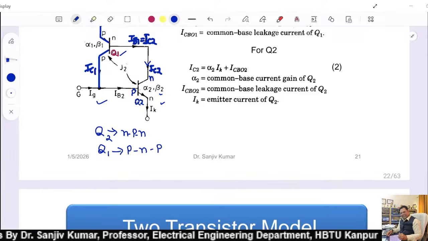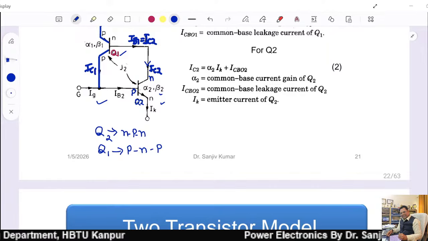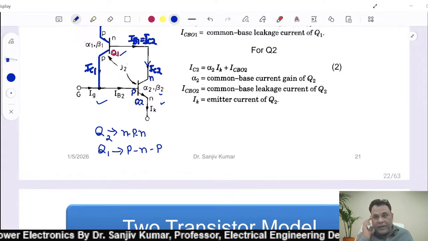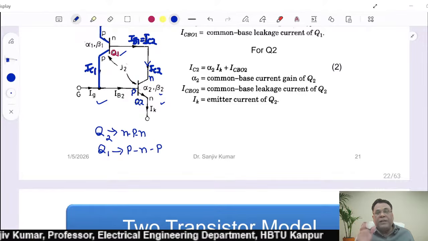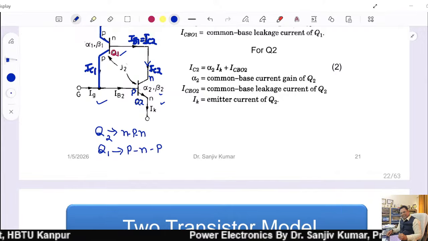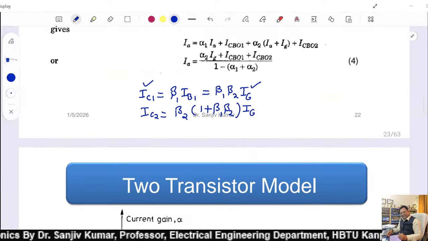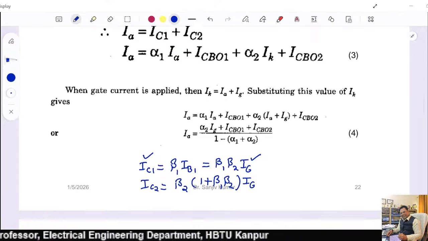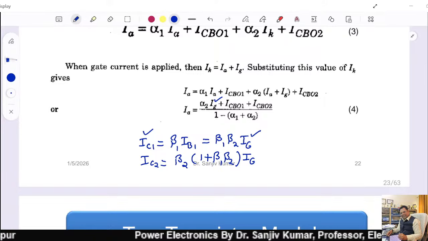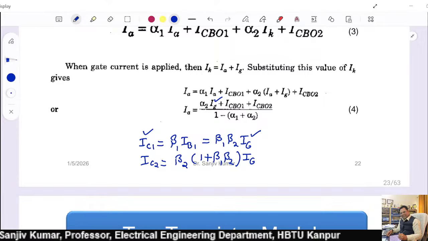Now if that IC2 increases, ultimately a regenerative positive feedback effect starts, and finally alpha 1 plus alpha 2 becomes unity. Once it becomes unity, your thyristor gets triggered. So this is all about the two transistor model of thyristor. How it depends upon the gate current. If you keep on increasing the gate current, your device gets triggered.